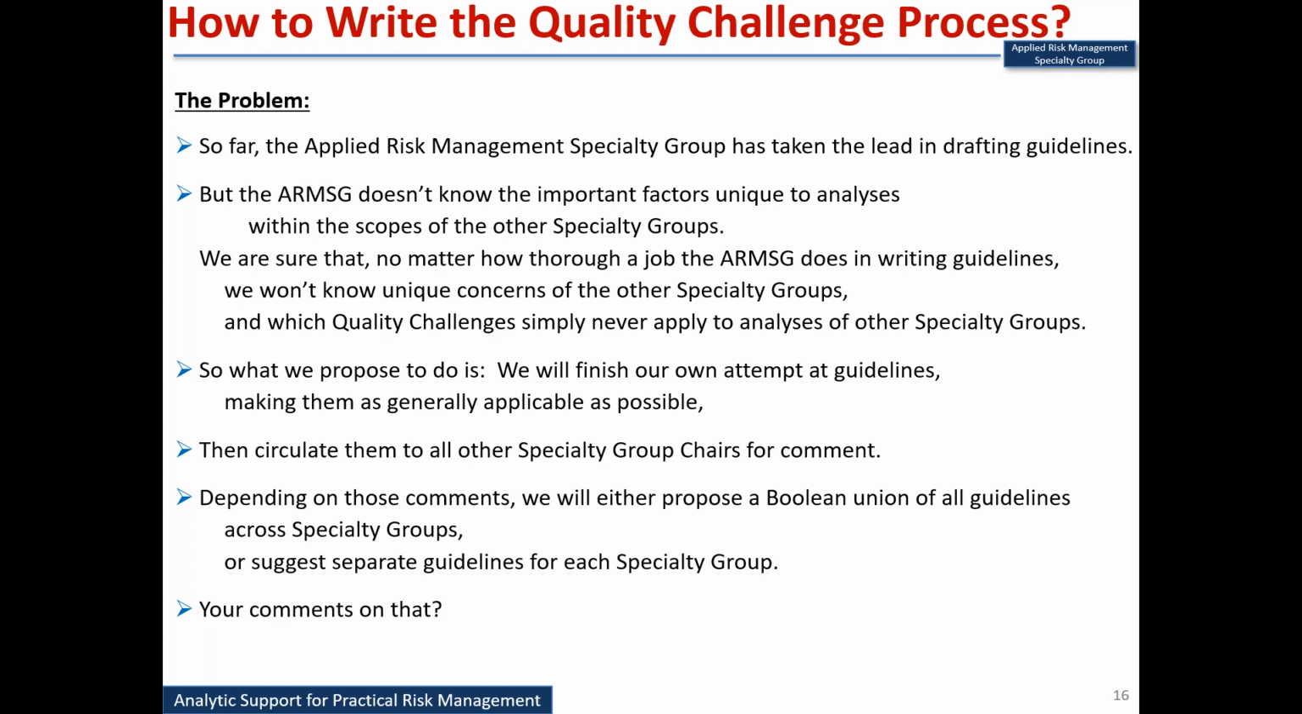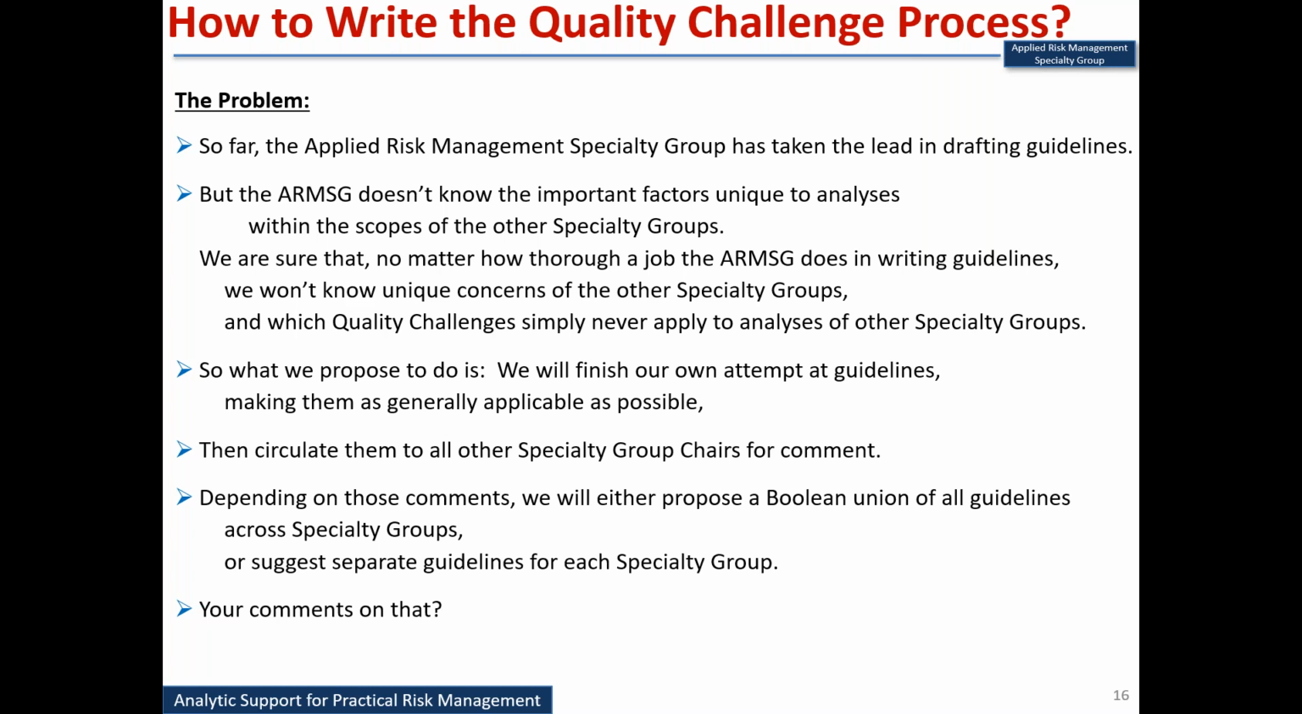So third bullet, what we proposed is, we'll finish our own attempt, notice that, own attempt at guidelines. Again, I'm sorry, I should have said challenges. When you see guidelines, read challenges, making them as generally applicable as possible, and circulate them to all the other specialty group chairs.